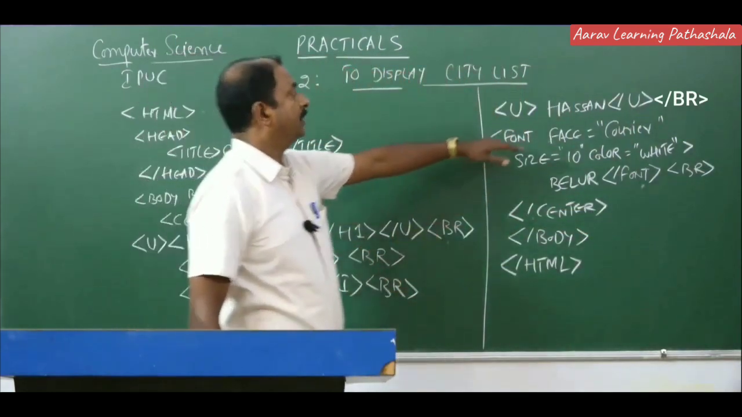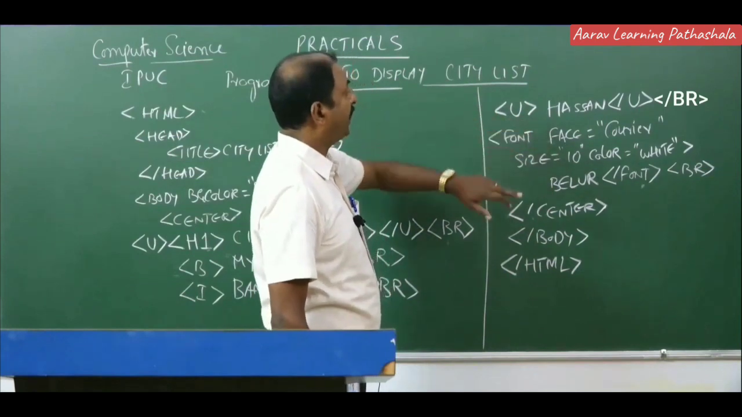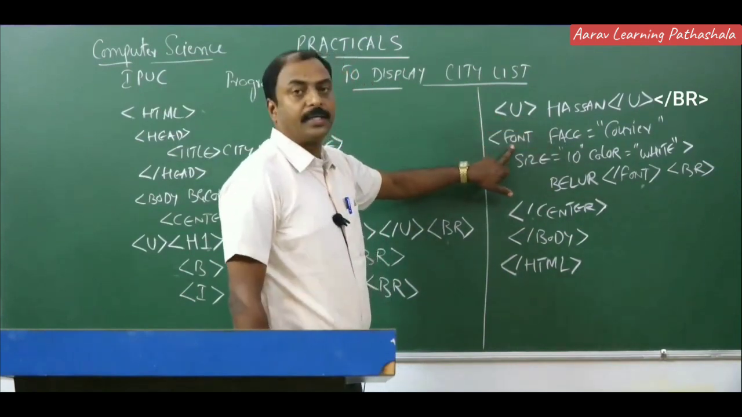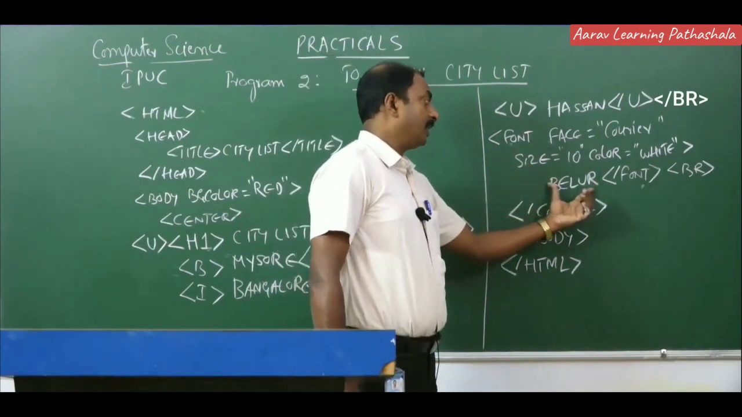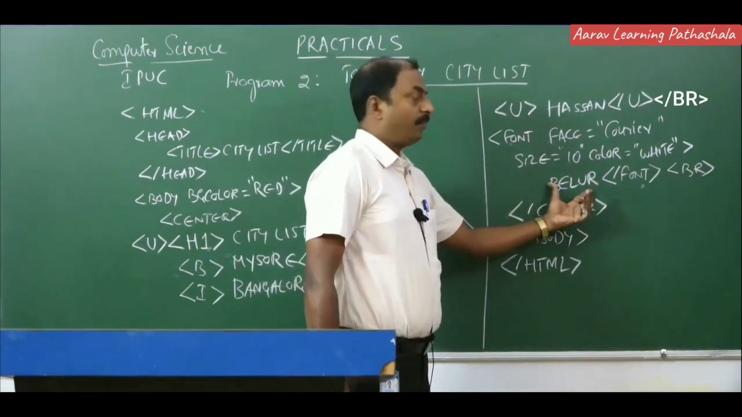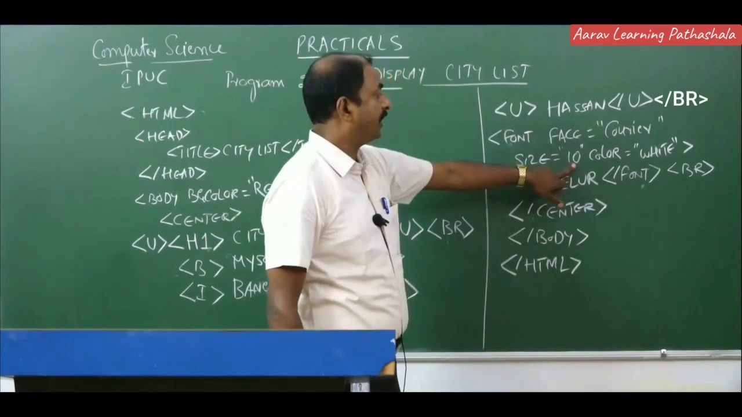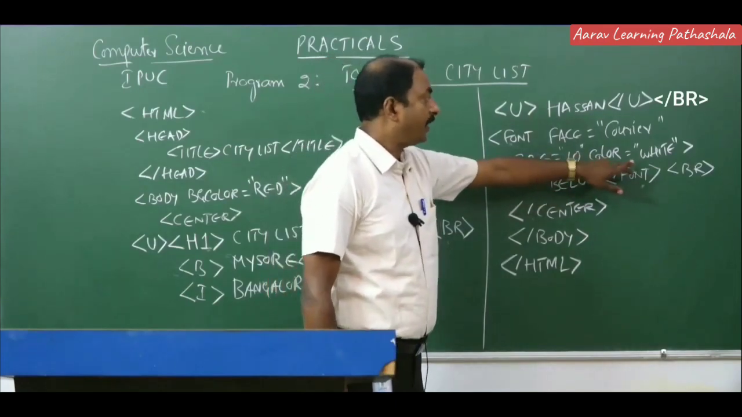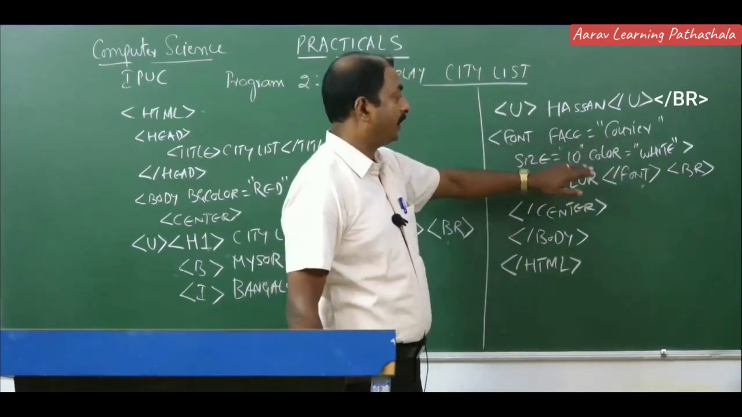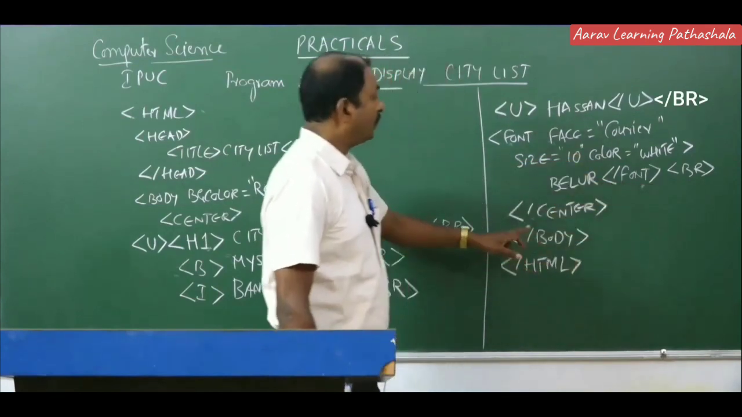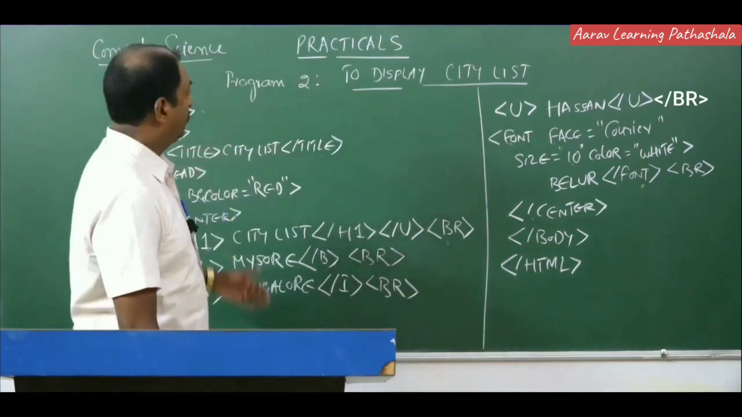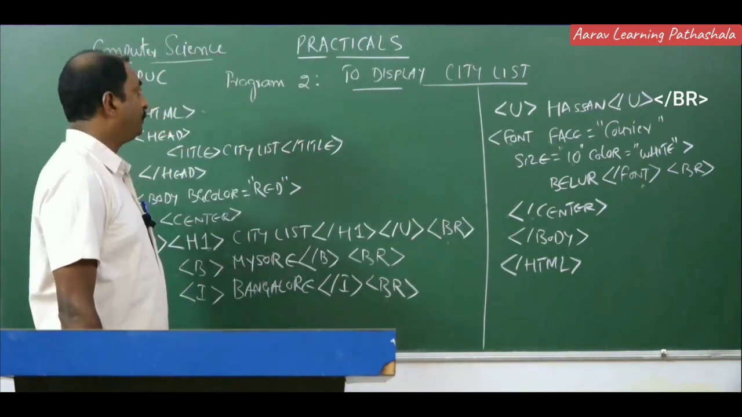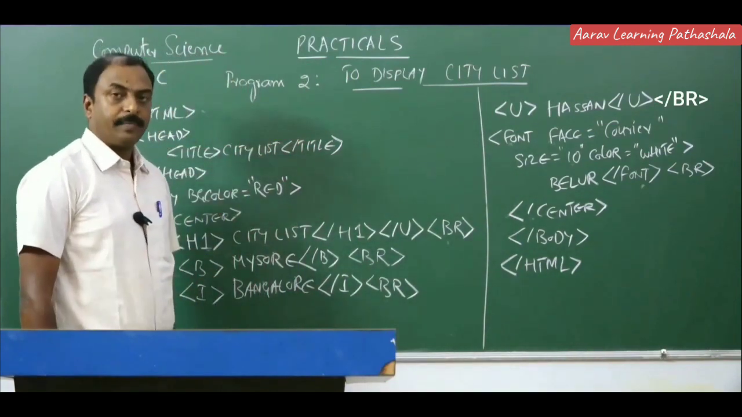And after this, next is the underline tag. The font tag here is used to display the content. In this example, Belur will appear with font size 10, color white and font Courier. And then we have closed the center, body and HTML tags. So this is the second program in HTML.